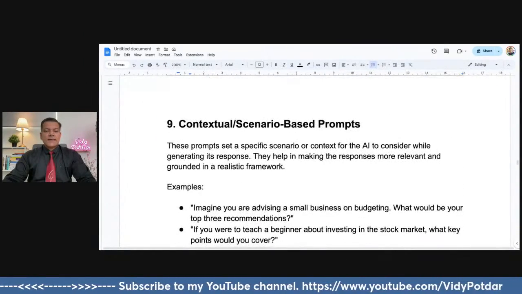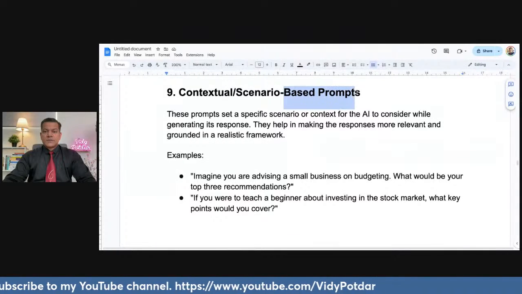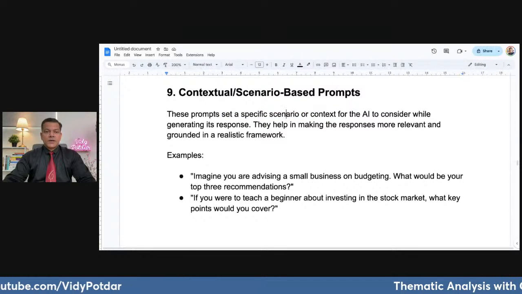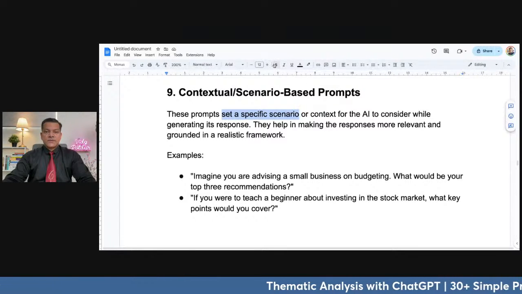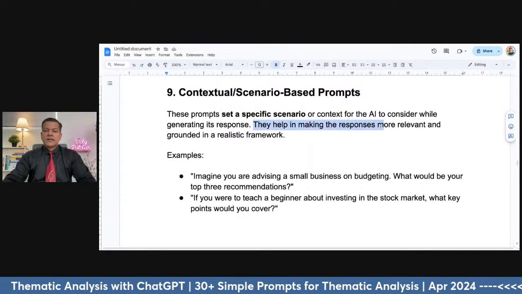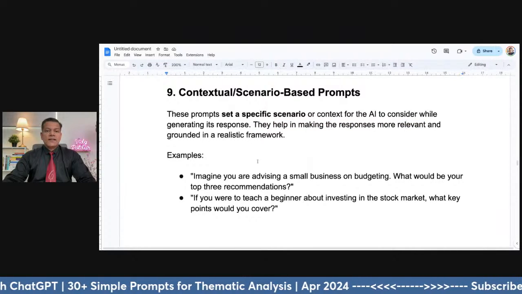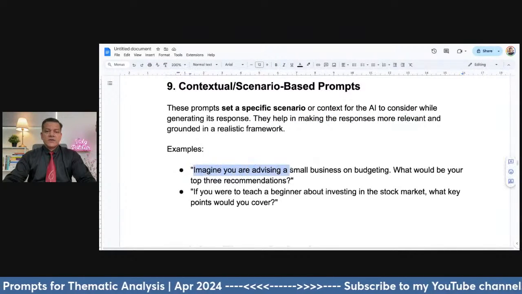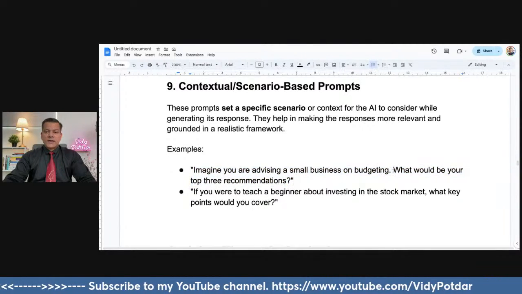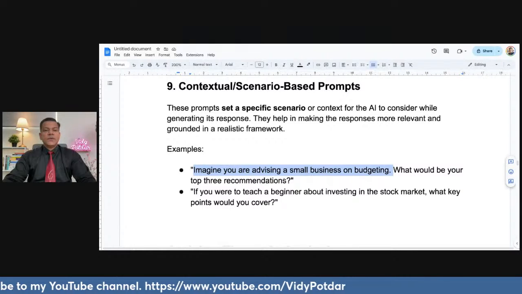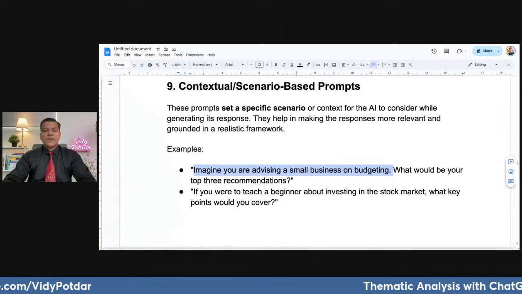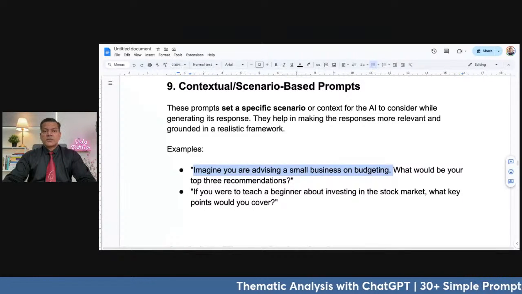The next category, or the ninth category, is contextual or scenario based prompts. So these prompts set a specific scenario, or context, for AI to consider while generating its response. They help in making the responses more relevant and grounded in a realistic framework. For example, imagine you are advising a small business on budgeting. What would be your 3 top recommendations? So here, this first sentence is creating a scenario. You are saying that you have to behave as if you are a consultant or an advisor who is advising a small business.